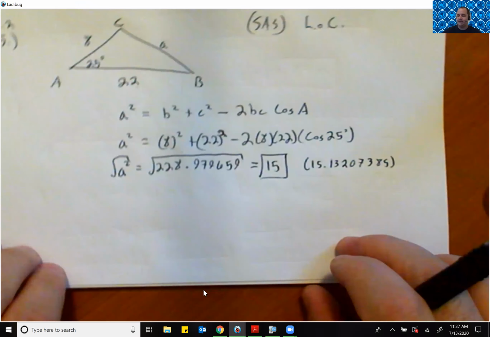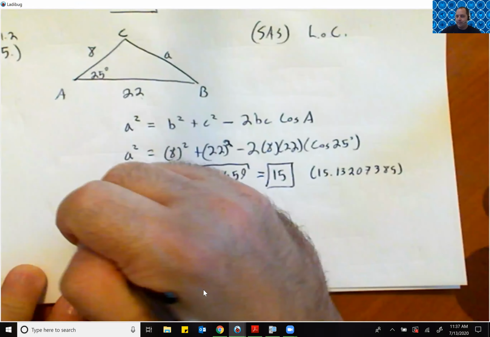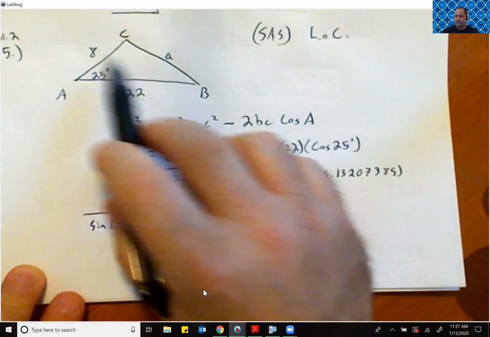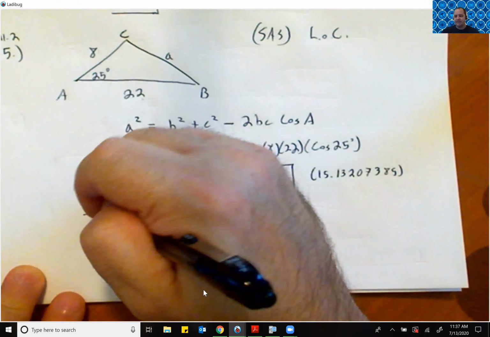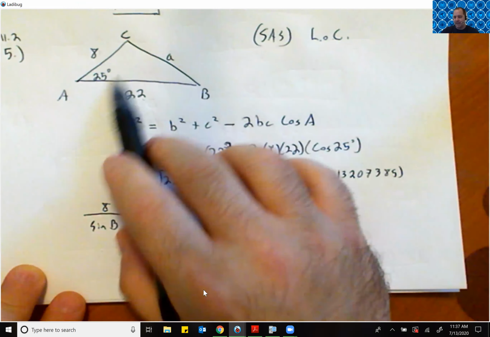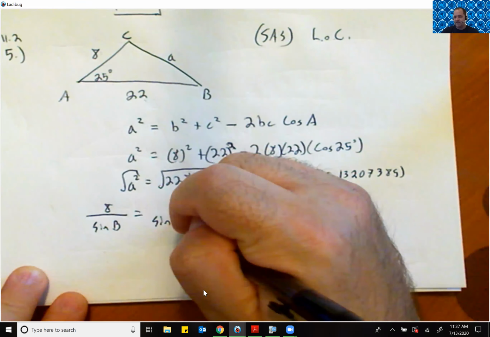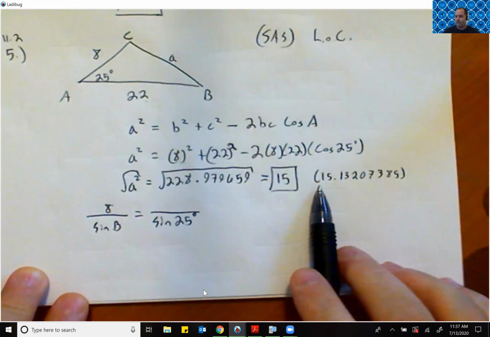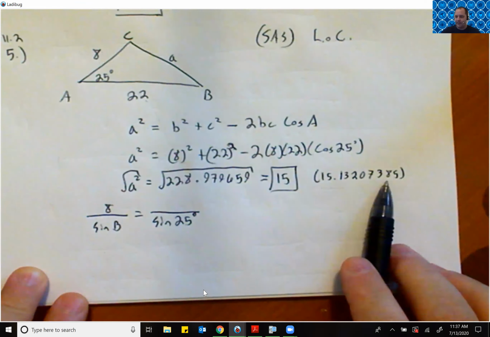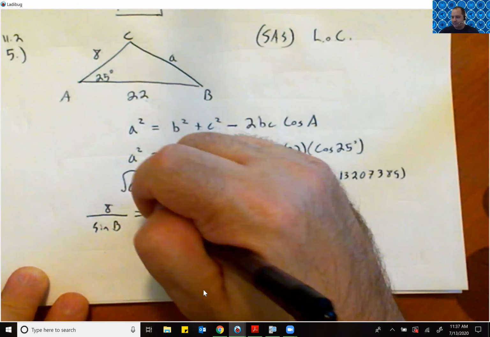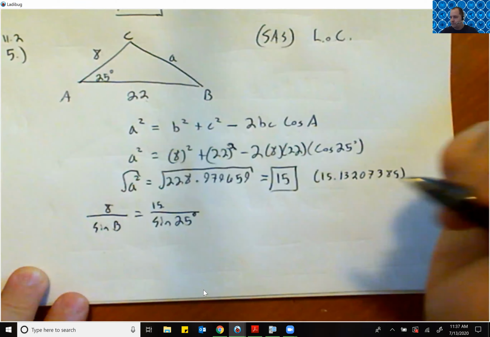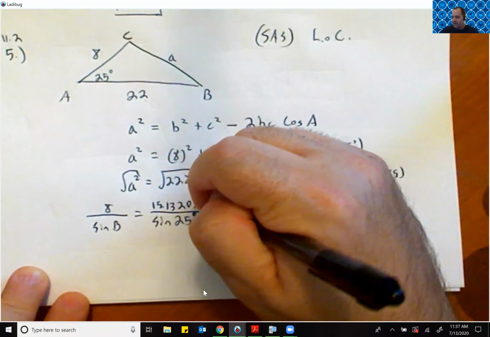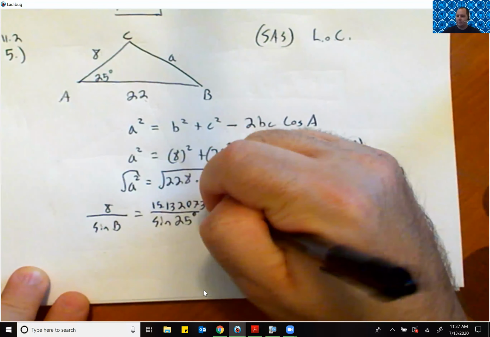So we're going to find sine B first. Well, we know little b, which is 8. And then we got to use this guy because this is the only angle we have. So that's sine 25, which is all about little a, which is this number that I'm going to use right here. I'm not going to use just 15. I'm going to use that number right there. I need to be as exact as possible. Okay, so we'll cross multiply.